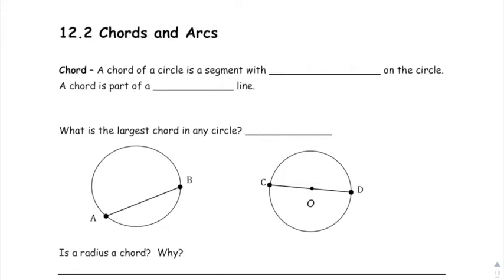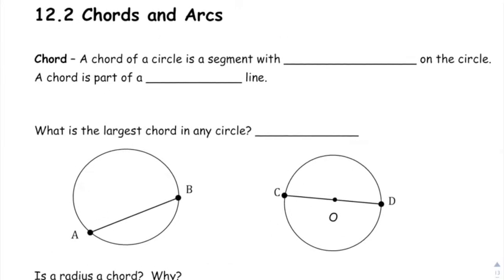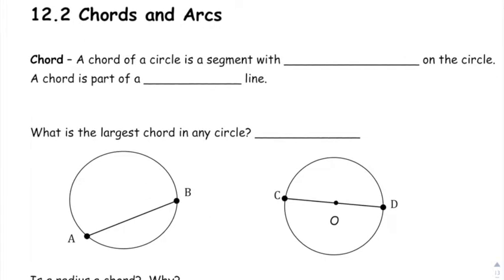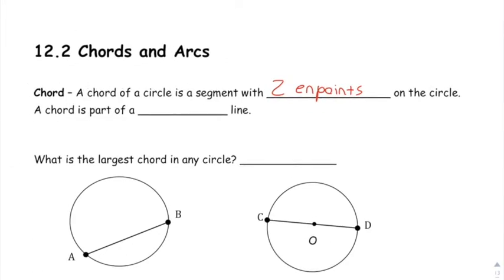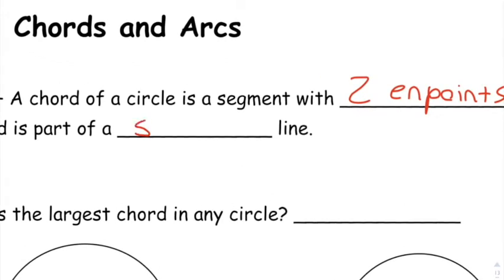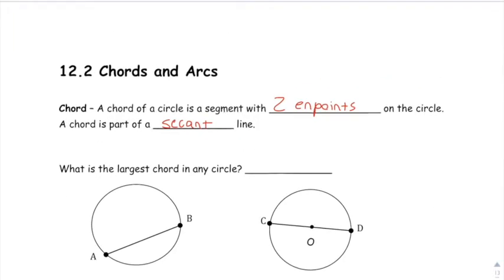Alright, today we are talking about chords and arcs and all their properties and theorems that are associated with them. So a chord, we talked about that the other day. A chord of a circle is a segment with two endpoints on the circle, and a chord is part of what we call a secant line. A secant line is a line, instead of a segment, that intersects a circle twice.